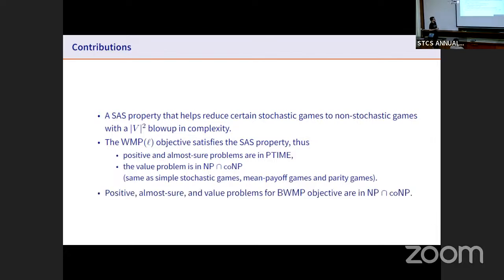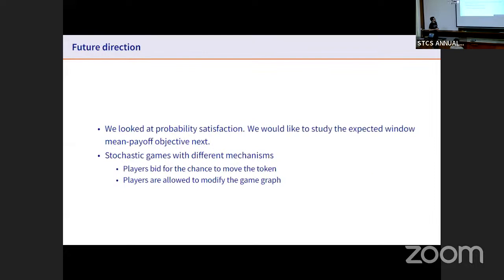We also looked at another objective and showed that they are in NP intersection co-NP. I have skipped that. And we only looked at probability satisfaction, so whether player 1 can satisfy this with positive probability or not. What we could also look at is the expected payoff that player 1 can aim to achieve. Okay. Thank you.